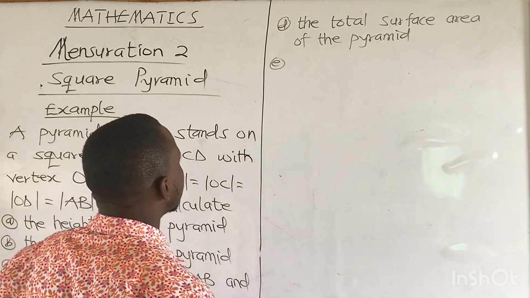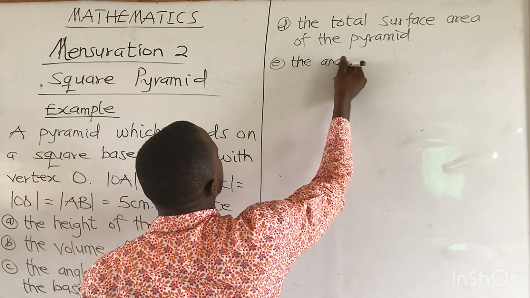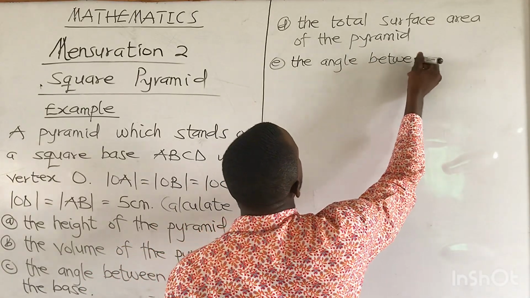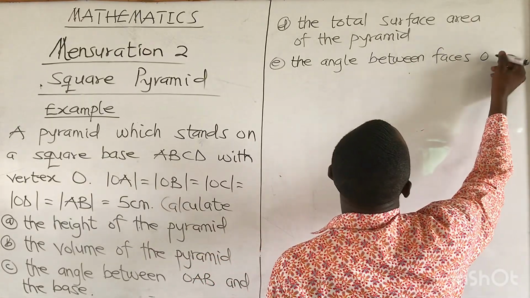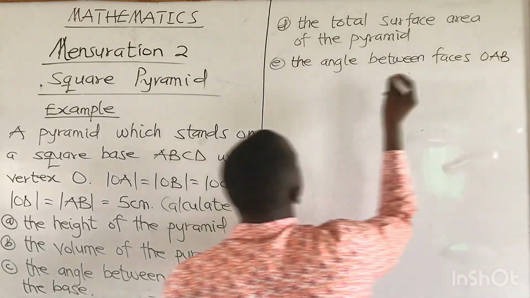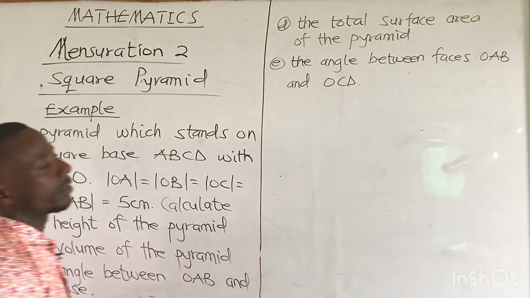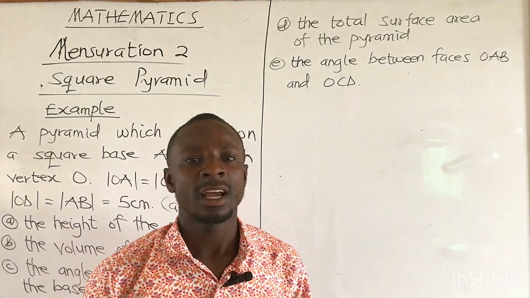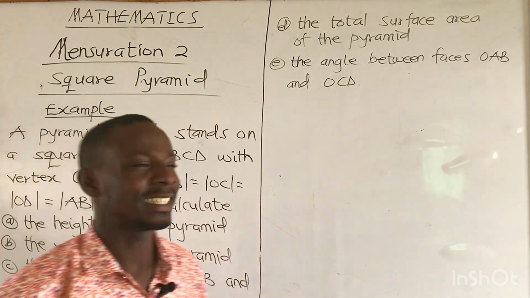Then E, the angle between faces OAB and OCD. All right. So this will be the example, and we are going to look at how we can give out the solution. So viewers, let's get started.